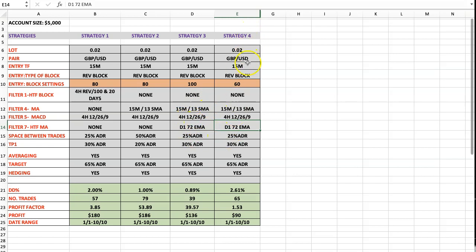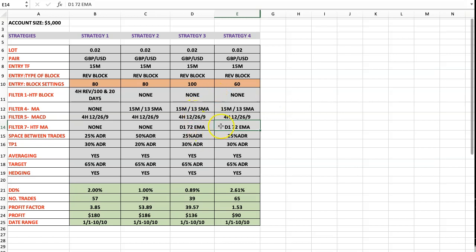And then on the last example that I did, I reduced this setting to 60, and I used the same exact settings for strategy number 3. The only difference that I changed was 60. And take a look at the big difference. The reversal block settings is very, very important. That alone is one filter that is really going to change your entries, okay?